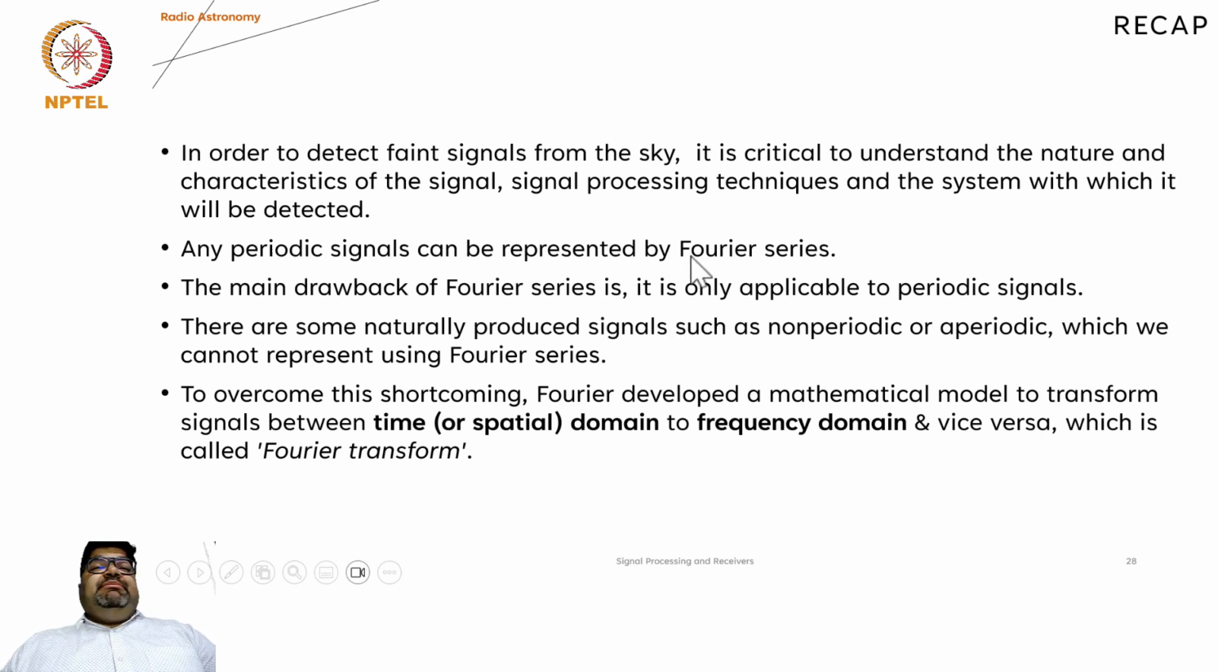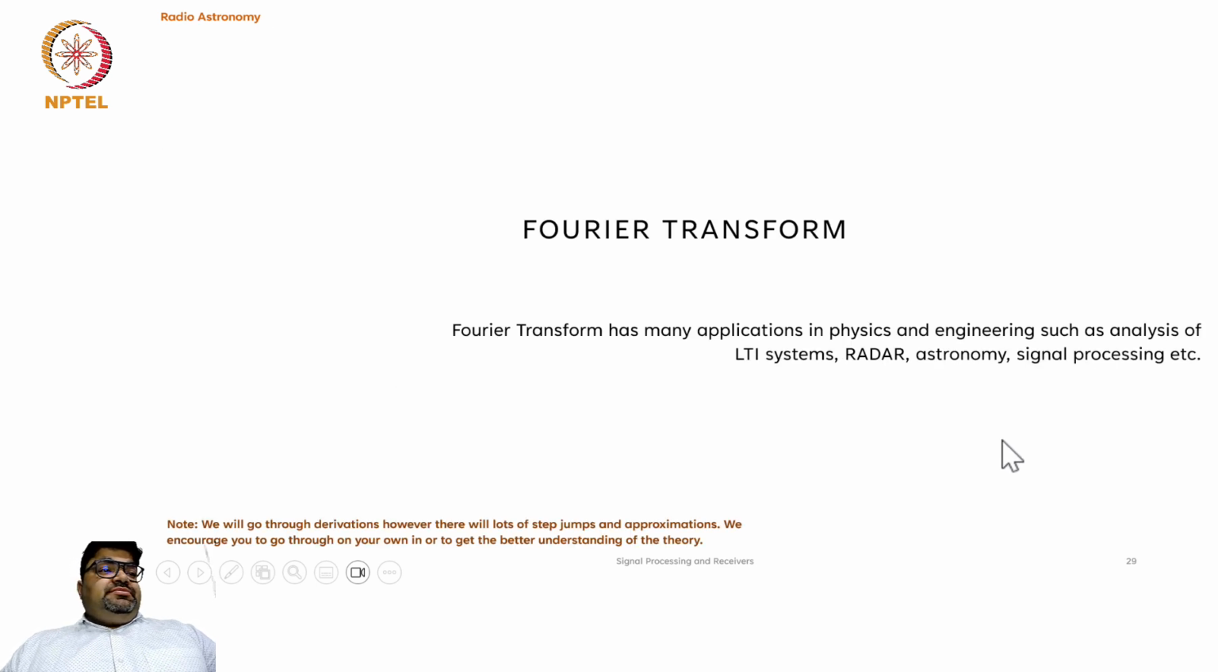Any periodic signal can be represented by the Fourier series. The main drawback of Fourier series is that it is only applicable to periodic signals. It doesn't work on aperiodic signals. So to overcome this shortcoming, Fourier developed a mathematical model to transform signals between time or spatial domain to frequency domain and vice versa, which is called Fourier transform. Now, Fourier transform has many applications in physics and engineering, such as analysis of LTI systems, radar, astronomy, and signal processing, etc.